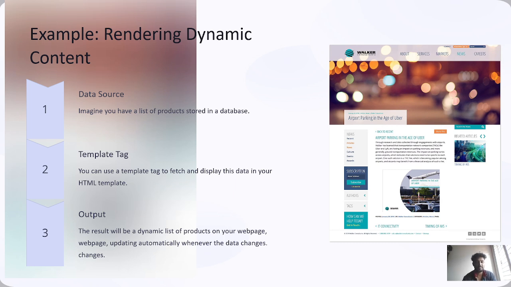Example for rendering dynamic content: data source, template tags, and output. Data source: imagine you have a list of products stored in a database. Template tags: you can use template tags to fetch and display this data in your HTML. Output: the result will be a dynamic list of products on your web pages, updating automatically whenever the data changes.